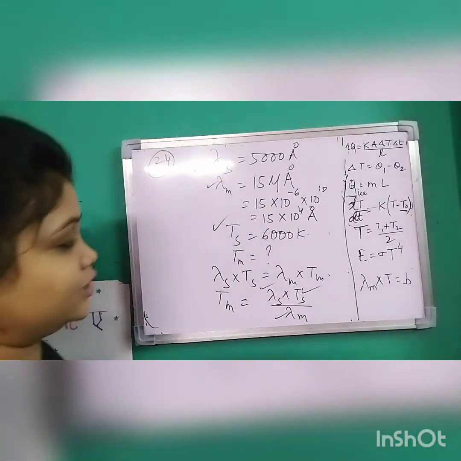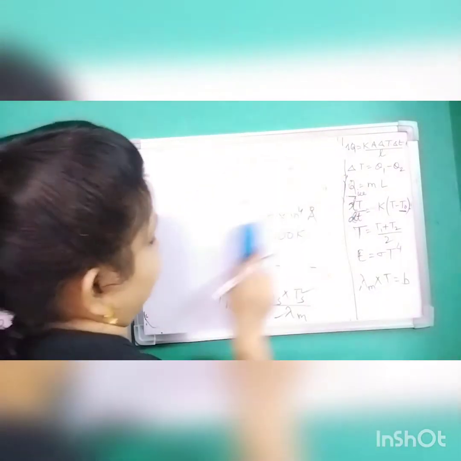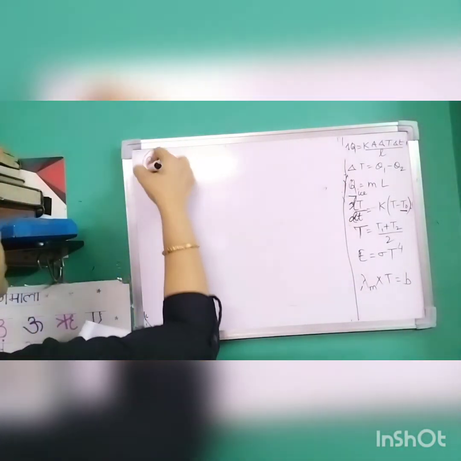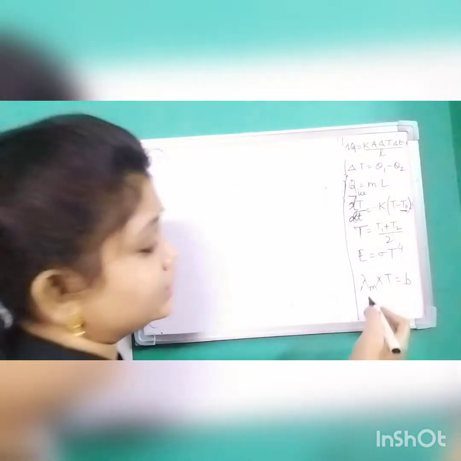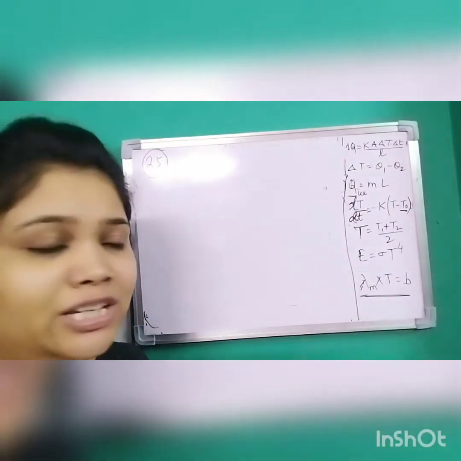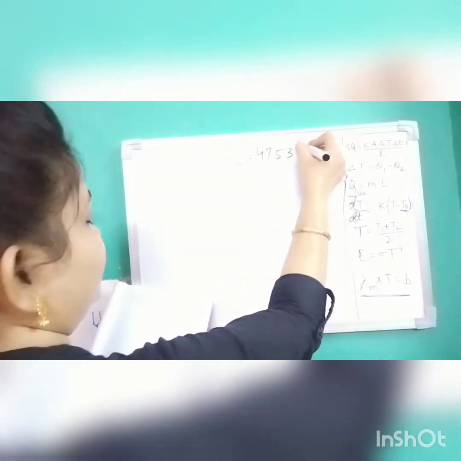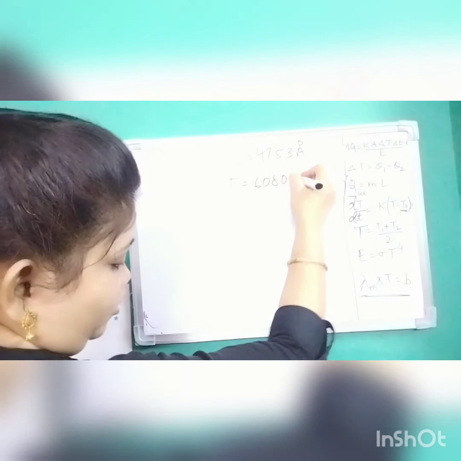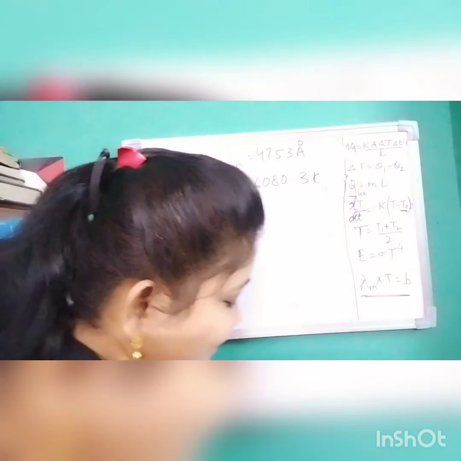Next let us do the last sum, the 25th sum. Let's see what the 25th sum is telling us. In solar radiation the value of lambda m is 4753 angstrom. Again we are using Wien's law over here. And the temperature of the sun T is 6080.3 Kelvin. Calculate the Wien's constant B.